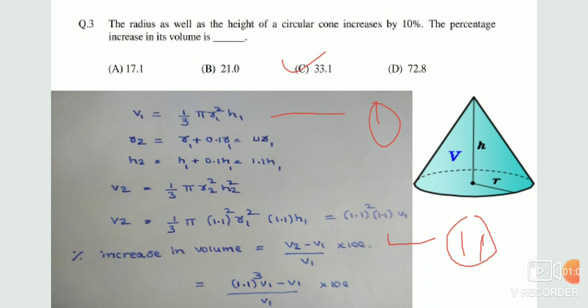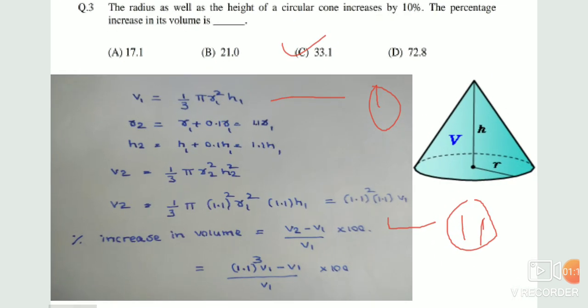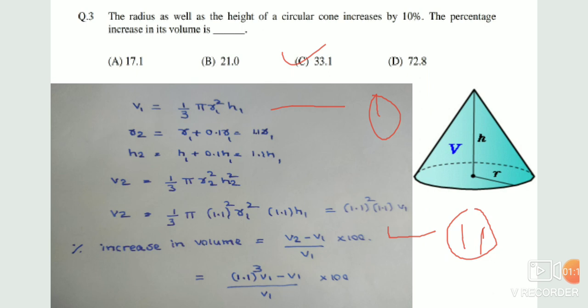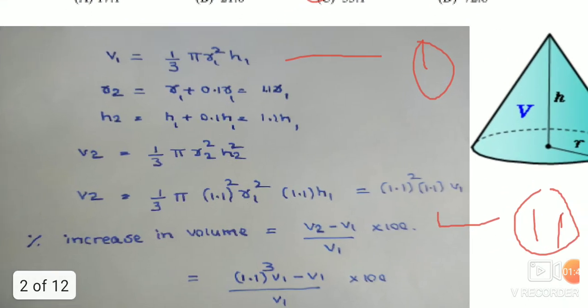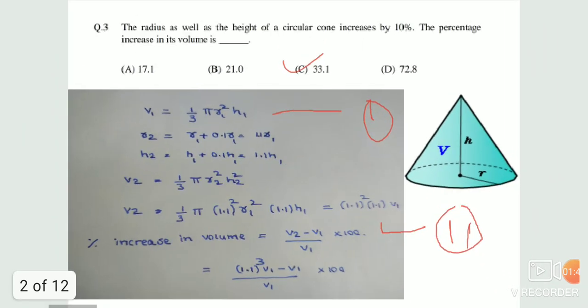We know that we will be going according to the formula way. We know the volume formula: V1 is equal to the volume of the cone, 1 by 3 pi r square h1. When its radius and height are increased by 10%, the new radius formed will be 1.1 r1 and the new height will be 1.1 h1. Thus substituting in the formula, we will get V2 is equal to 1.1 whole square into 1.1 into V1. This is the new V2, means after the increase in volume we will be getting new V2. Before increasing volume we have V1.